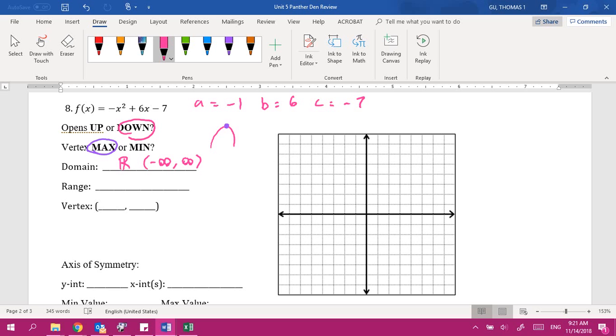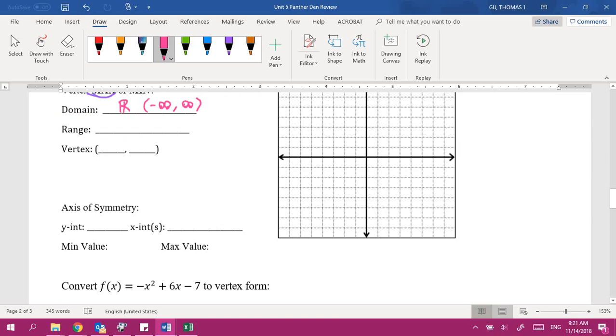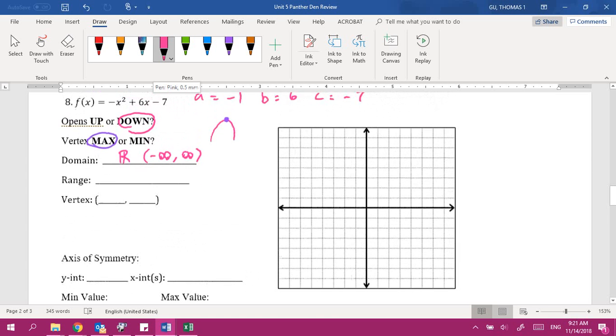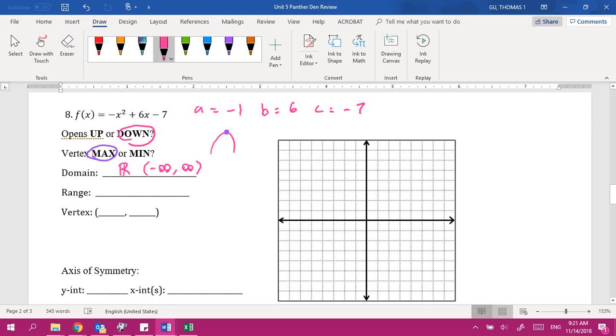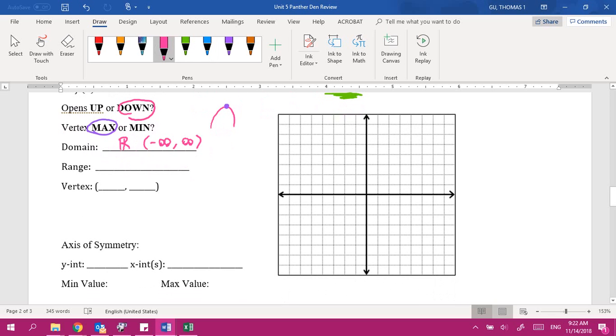Okay, but what else can we find? Let's see. Where is the y-intercept? We should be able to find the y-intercept looking at our A, B, and C. What is the y-intercept? Right, but remember, it has to be a point. So if you just write -7, that's not right. 0, -7. The C value tells you your y-intercept only in standard form. So your y-intercept right here is going to be 0, -7.